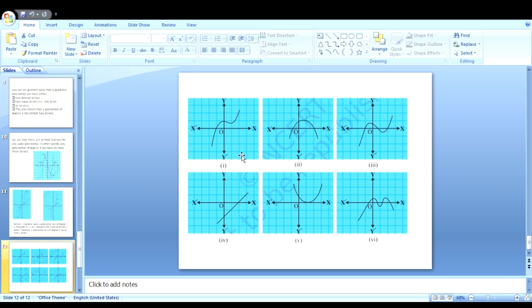The first one, you will have only 1 zero, and it is a cubic polynomial. Second one, correct, it will be a quadratic polynomial where it touches at 2 points. Here it's again a cubic polynomial where it touches at 3 points. Here, since it is a straight line, it's a linear polynomial. Here it's a parabola which touches at 1 point.